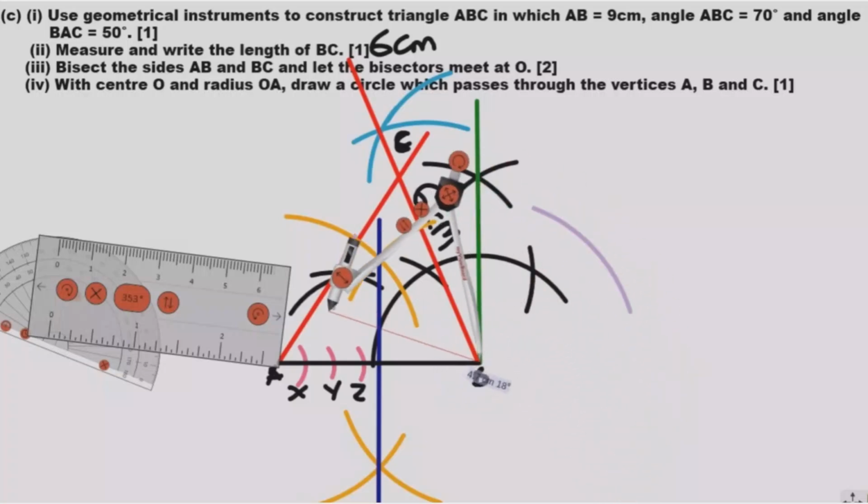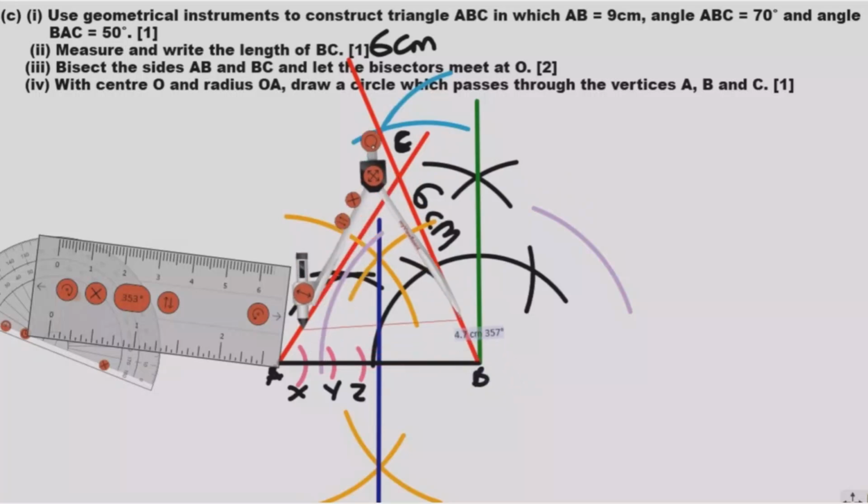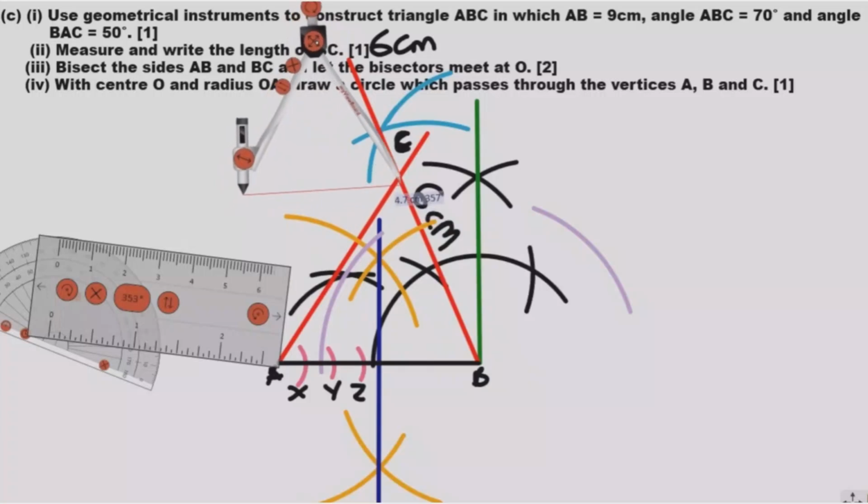I'm using different colors. Please, in case you are getting confused, you can ask in the comment section. Okay, so we are drawing the arcs here. Then once we have drawn the arcs like that, we change the position of the compass. We bring the compass here on top like that. Then we draw the arcs as well.